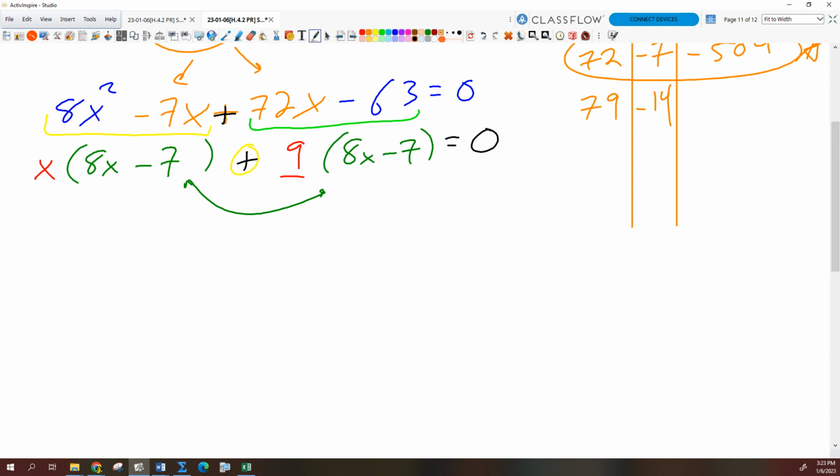So now what? No, I'm not done. You combine, and then you factor out the 8x minus 7. That's what I wanted, right? I'm going to undistribute the green factor. So we undistribute the 8x minus 7, leaving us what behind? X plus 9. Yeah.